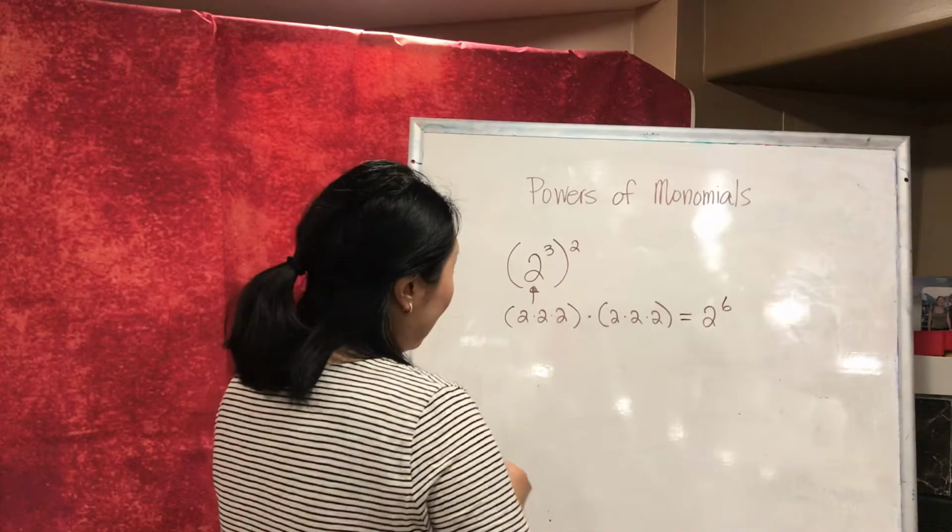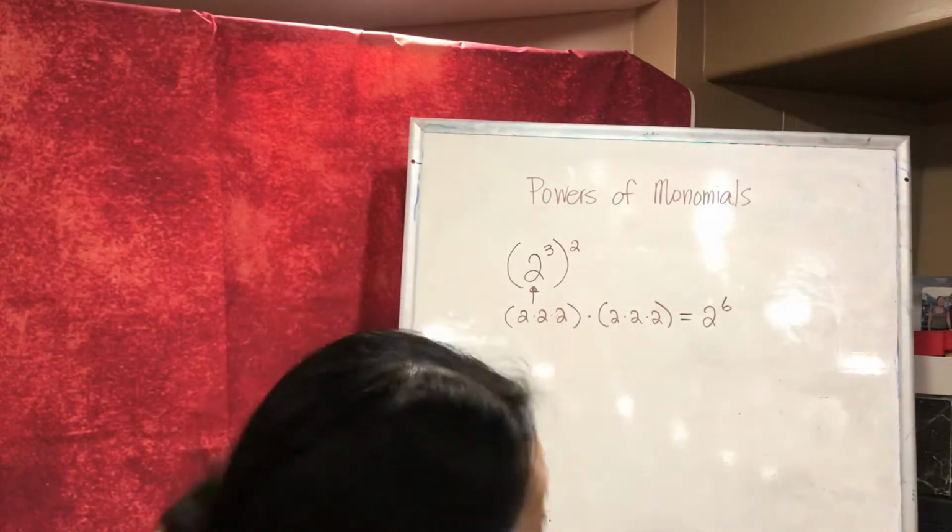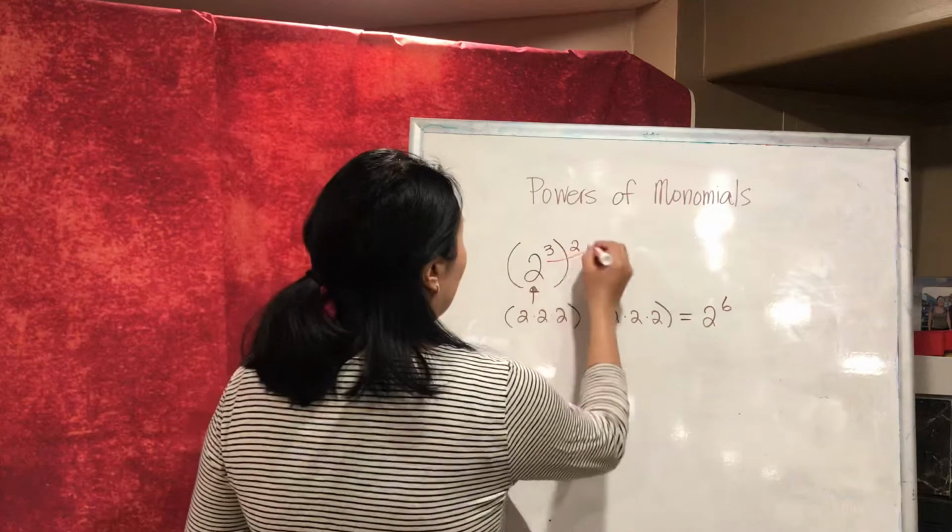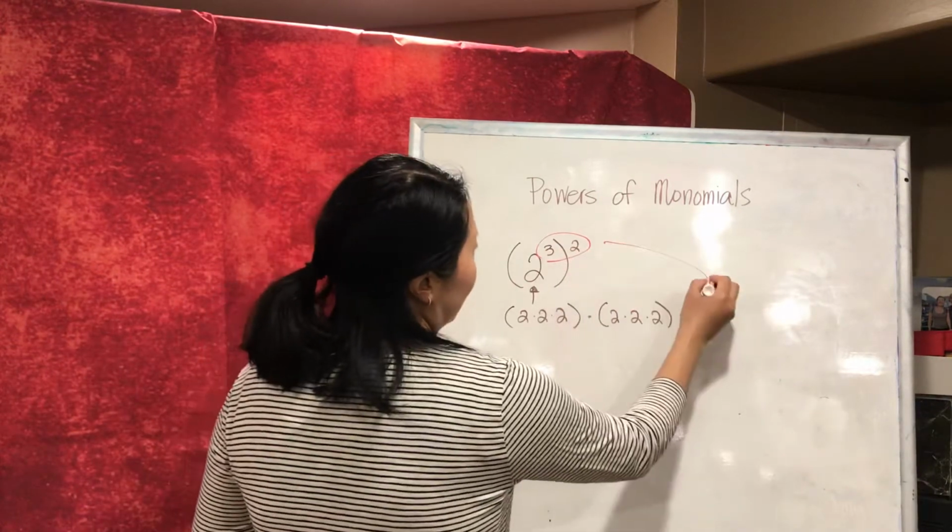So what just happened to my exponents? Well, I actually multiplied them. So 3 times 2 is 6.